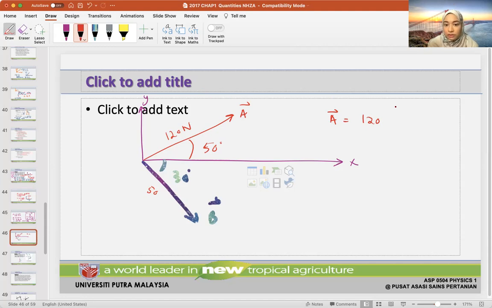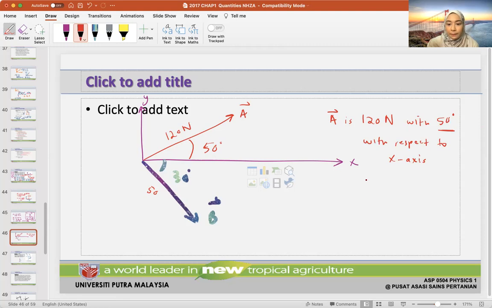So you got the 120 right? 120 Newton. Vector A is 120 Newton. Kita nak describe A is 120 Newton with 50 degrees. Okay, so what is this 50 degrees? 50 degrees ni dia boleh refer to anything. So how should I say this 50 degrees? With respect to x-axis, yes. That is the answer that I'm looking for. With respect to the x-axis. And we are always referring to the positive x-axis. And when you say with respect to x-axis, you're talking about the positive x-axis, unless you say negative.